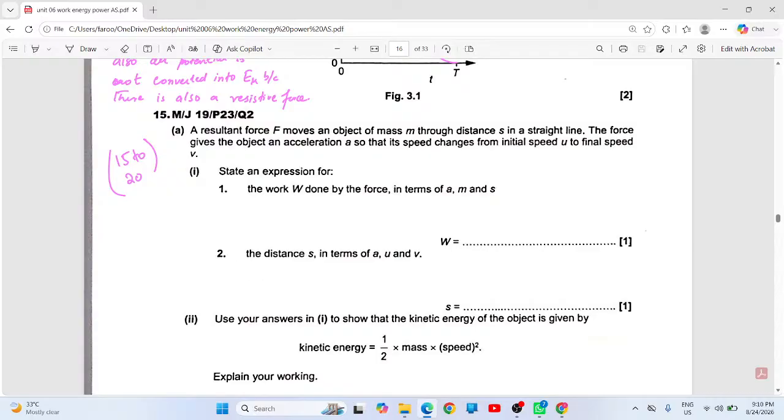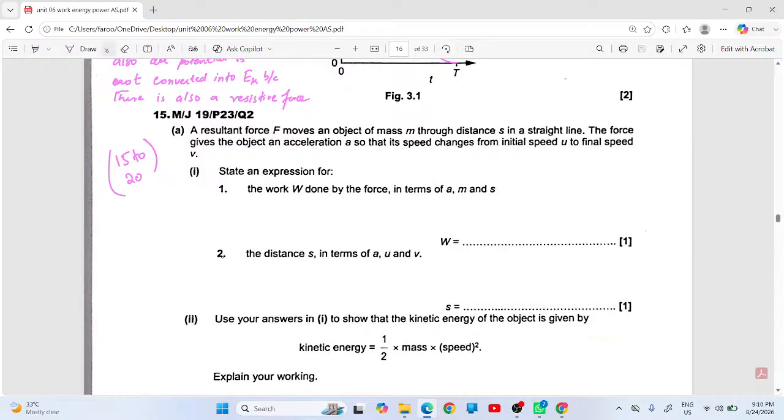Next is question number 15. A resultant force F moves an object of mass m through distance s in a straight line. The force gives the object an acceleration a so that its speed changes from initial u to final speed v. State an expression for the work w done by the force in terms of a, m, and s. So you have to find out the work done by the force in terms of a, m, and s.